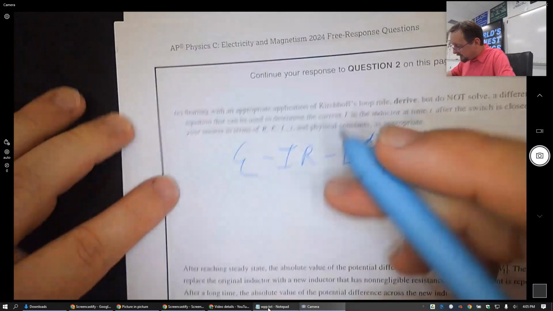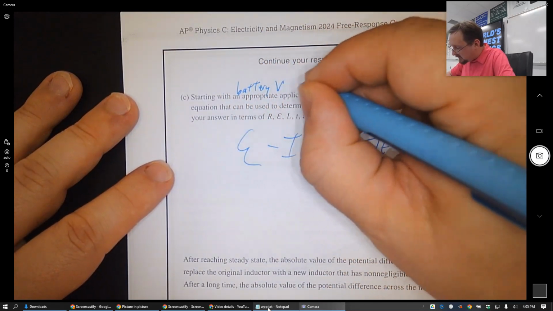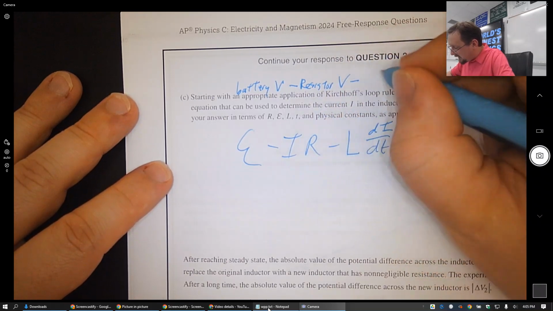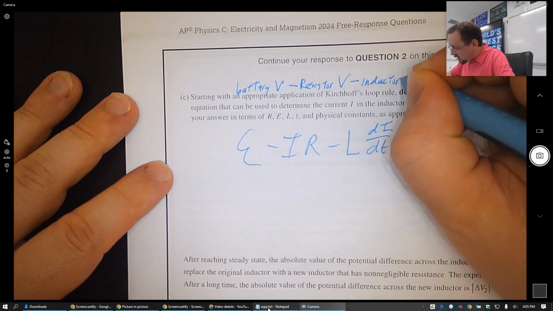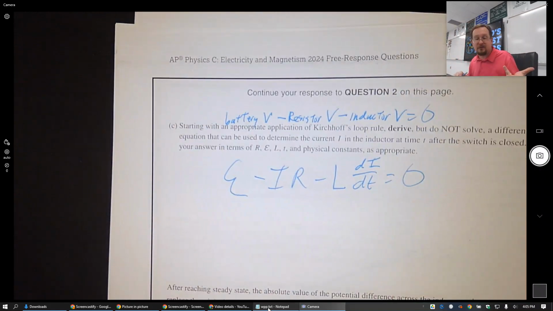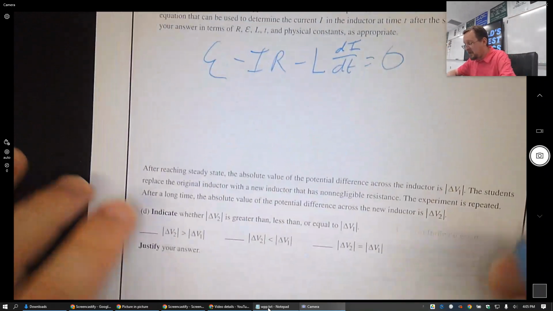Okay, if I'm going to derive, maybe I'll say battery voltage minus resistor voltage minus inductor voltage equals 0. Like when it says derive, you have to show steps, right? I just wrote it. But I said it as I wrote it, but you can't talk during the actual exam, so I guess I'm going to communicate that up there.